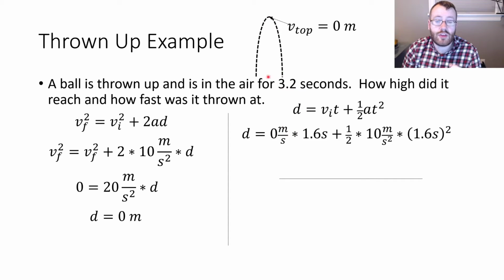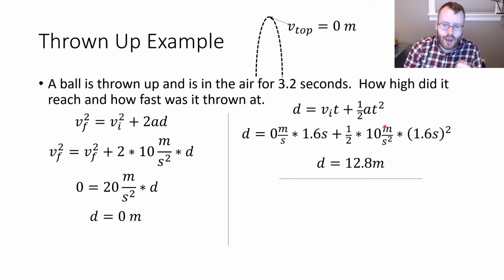And if you actually use the first half of the motion and plugged in the initial value, we don't know what that is yet, but if you did know it and you plugged it in, you would actually get the same answer, which is pretty interesting. But at the top, back down, it starts off at 0. The time it takes is 1.6, because again, we're only doing half the time. And I plugged in all those values of my 10 meters per second squared to make the math a little bit easier. And I get 12.8 meters.